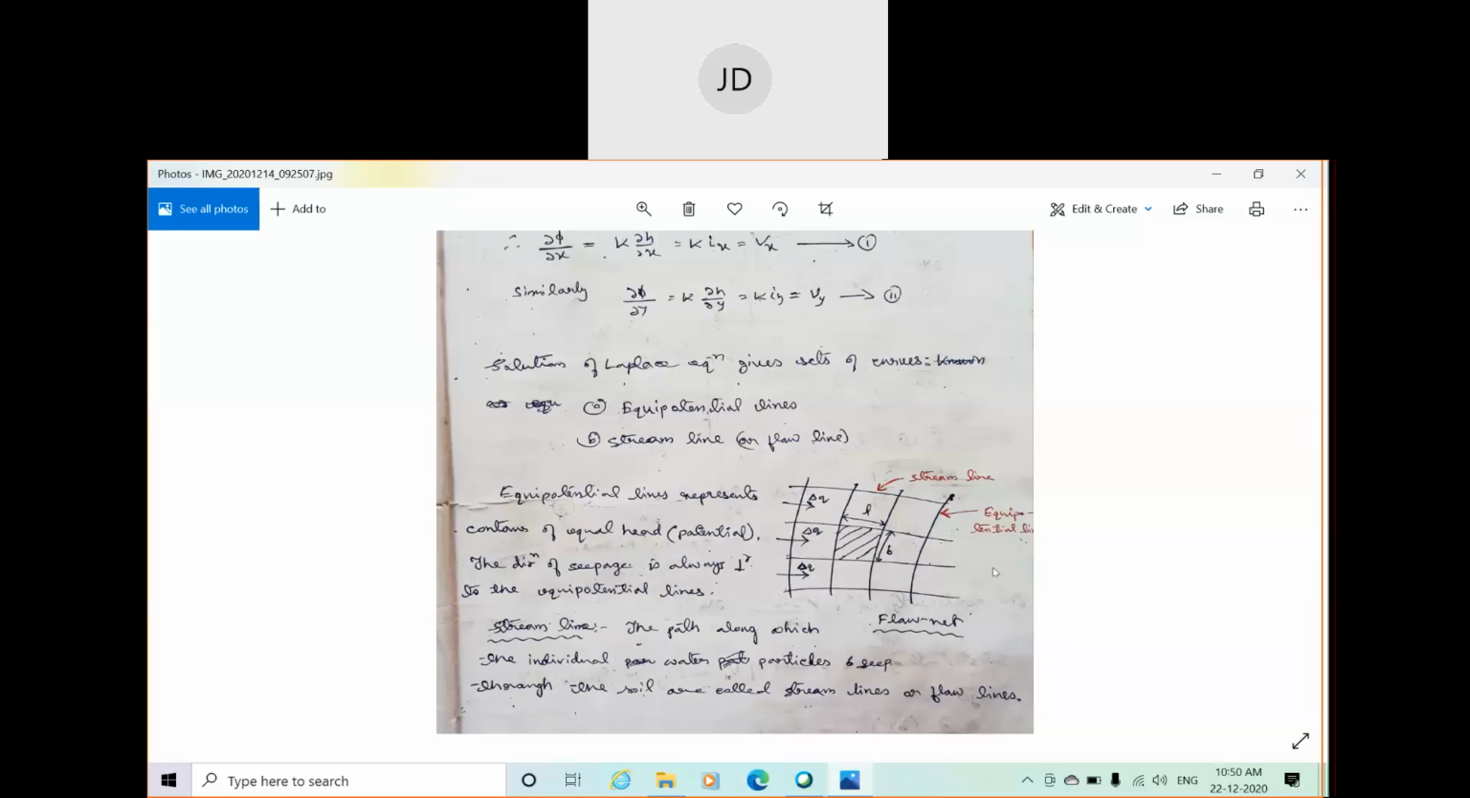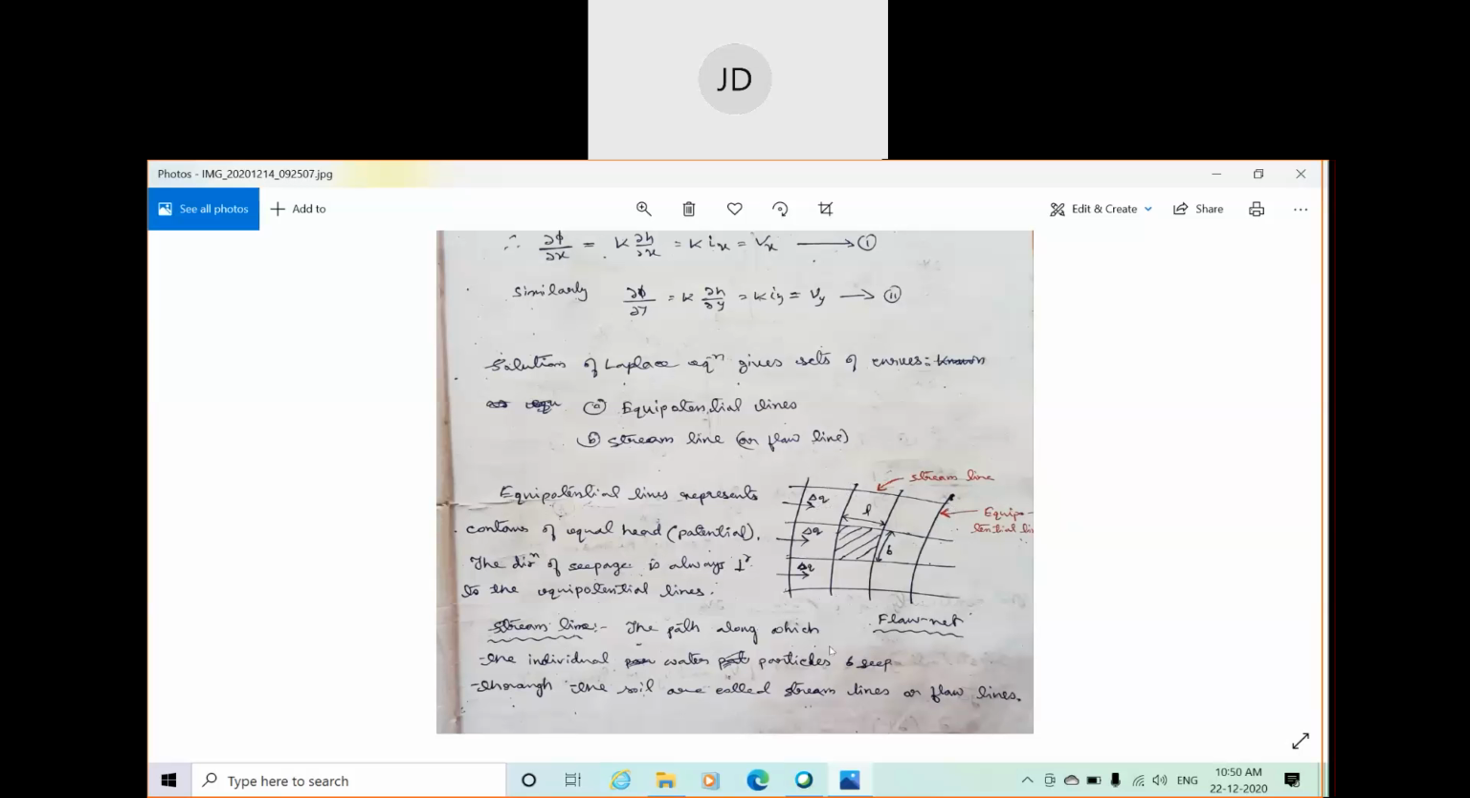This creates the hydraulic gradient h by L. That particular h, that is 5 meter for that example, can be divided in equal portions. Let's say the total head difference is 9 meter. That means this particular point is 9 meter higher than this point.